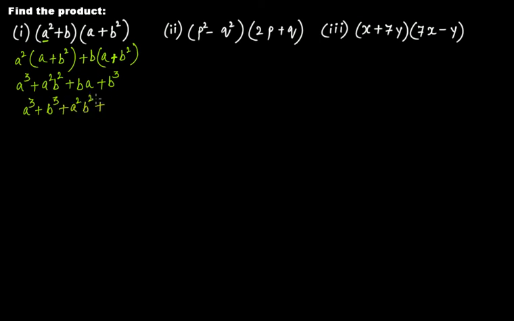So we can rearrange it and write it as a cubed plus b cubed plus a squared b squared plus, either you can write it as ba or you can write it as ab. Both these two will be correct. b multiplied by a is equal to a multiplied by b. That is from the commutative property of multiplication.